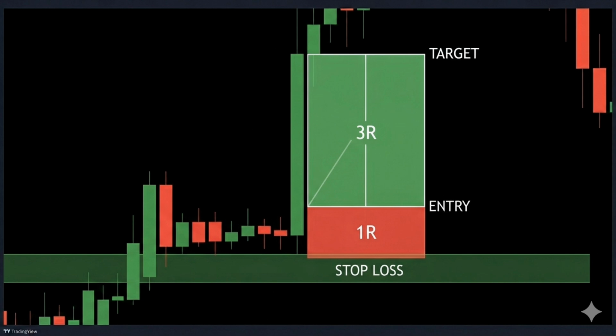The beauty of this strategy is the risk-to-reward ratio. Because your zone is often small compared to the resulting move, you can easily achieve 1 to 3 or even 1 to 5 trades. Pro tips and conclusion.